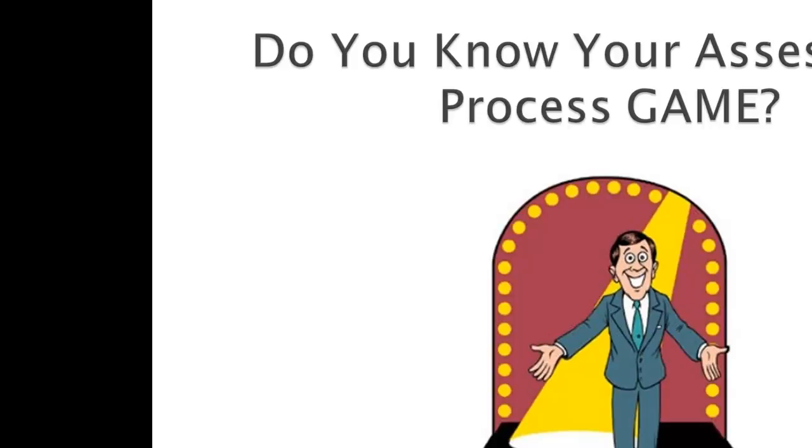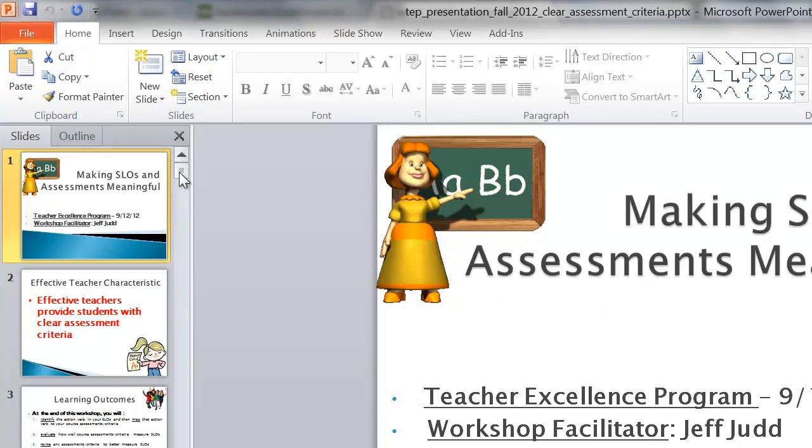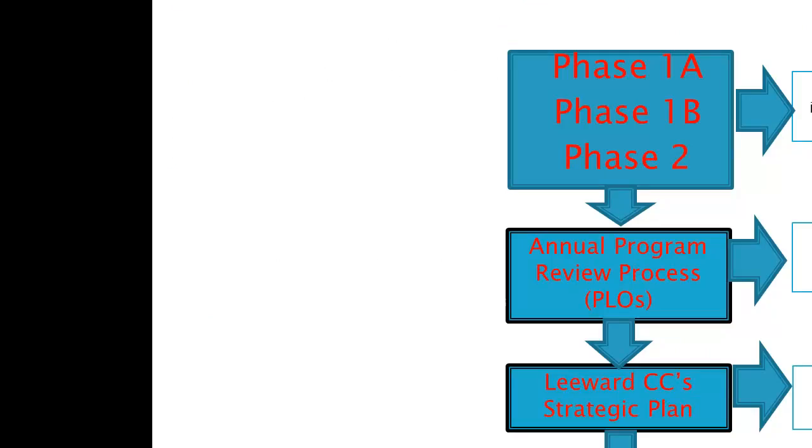Now, we didn't have time to play the game, but I'm going to jump down to the final slide so we can see the idea of the whole assessment process. When you gather your scores and say, I'm going to analyze or assess SLO number 1 or 2, and I get my scores, this is called the assessment process, and it takes place in phase 1A, 1B, and phase 2. That is supposed to give you some idea of what you need to improve your course, or any monies or training that you need.